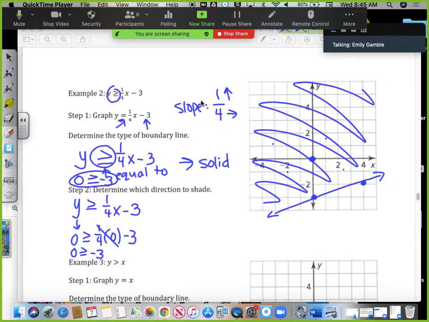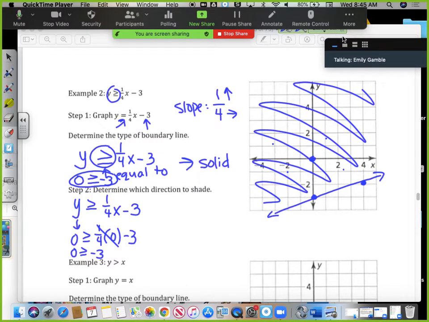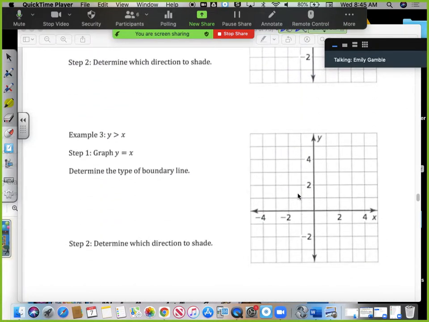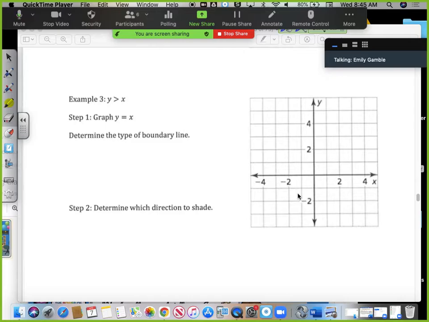In example 3, we now have just a quick one that says y is greater than x. So first step would be to pretend like it's y equals x. Y equals x does not have a number at the end here, which means that the y-intercept is the origin. Since there is no plus number or minus number, you start right there at 0, 0. And your slope, since there's no number in front of x, is 1. So from 0, 0, you go up 1 and over 1.